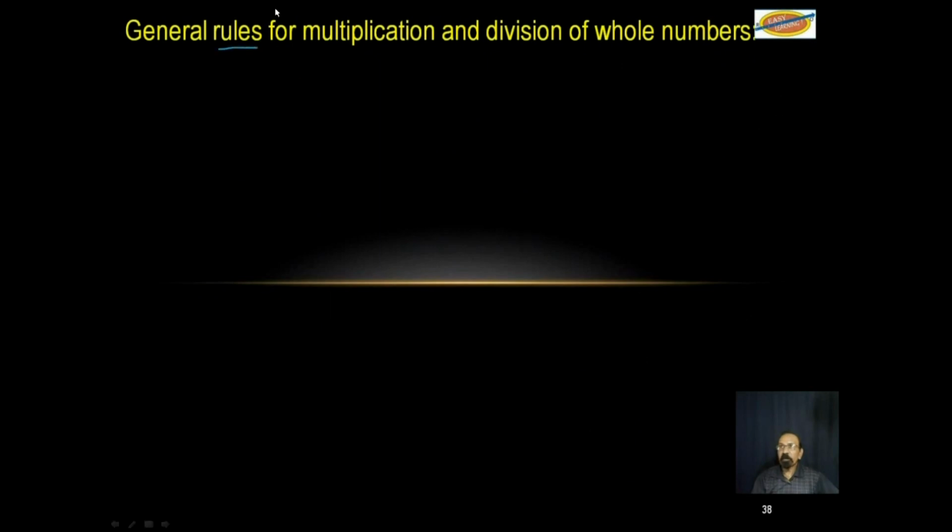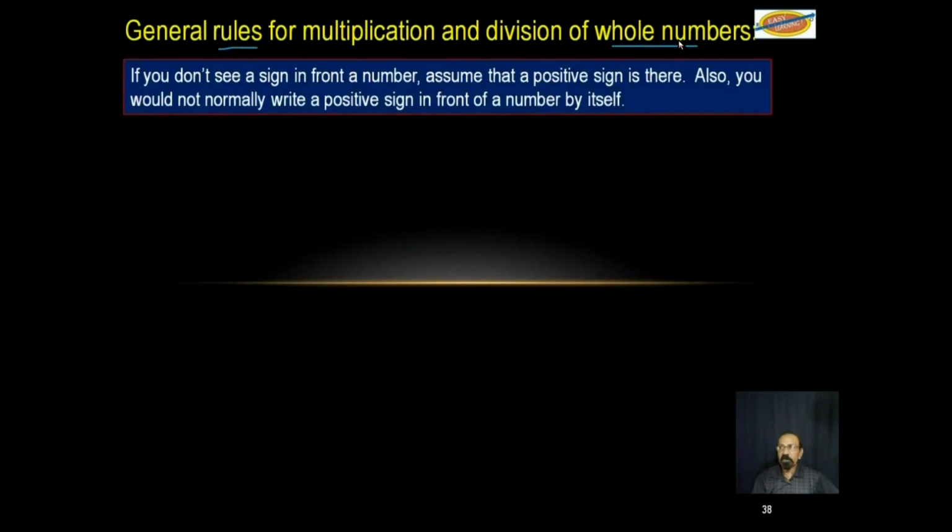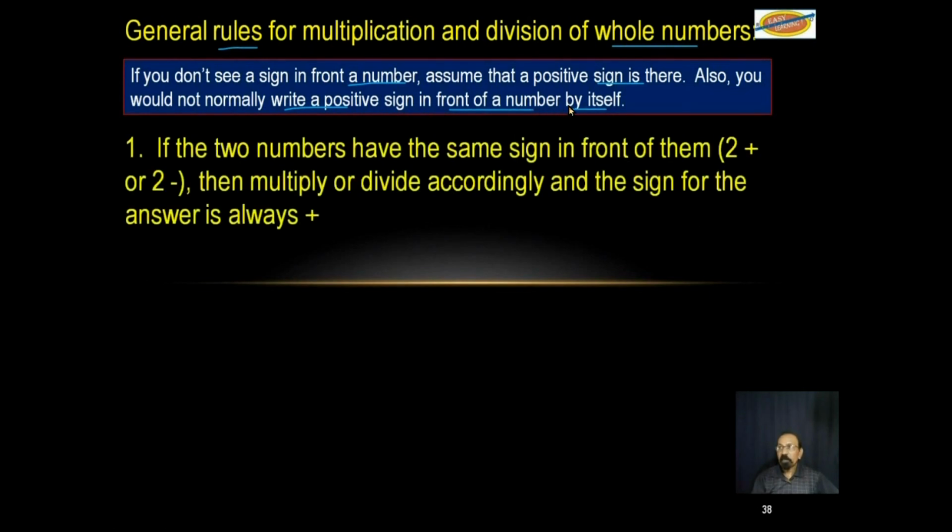Now, general rules for multiplication and division of whole numbers. Remember, if you don't see a sign in front of a number, assume that the positive sign is there. Also, you would not normally write a positive sign in front of a positive number by itself. So there are only two rules. If the two numbers that you are multiplying or dividing have the same sign, 2 plus signs or 2 negative signs, then you multiply or divide according to the question, and the sign for the answer is always positive.